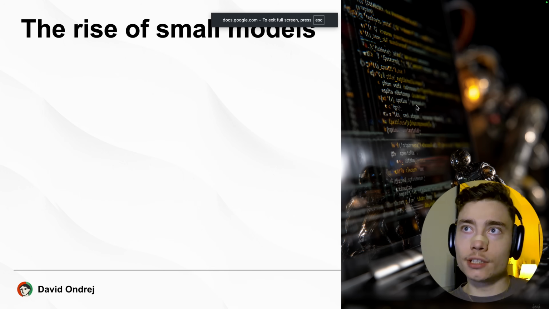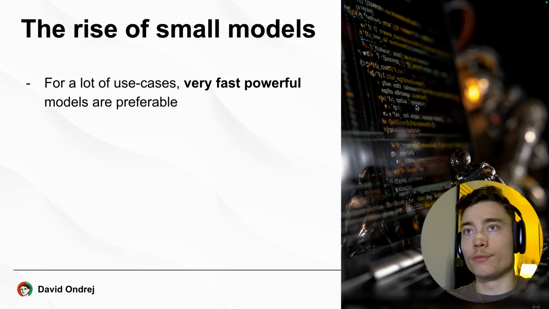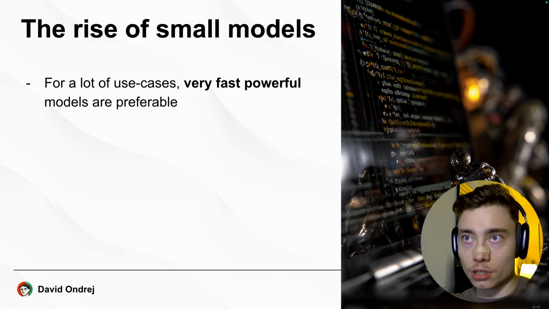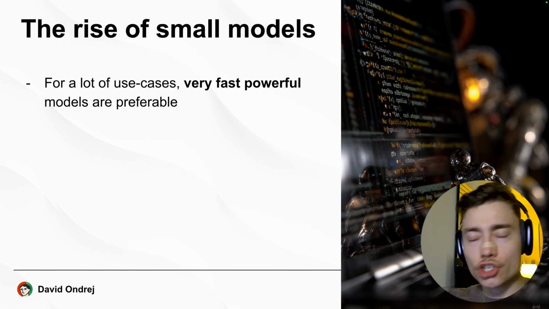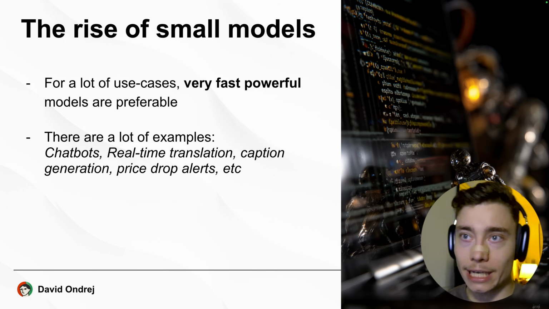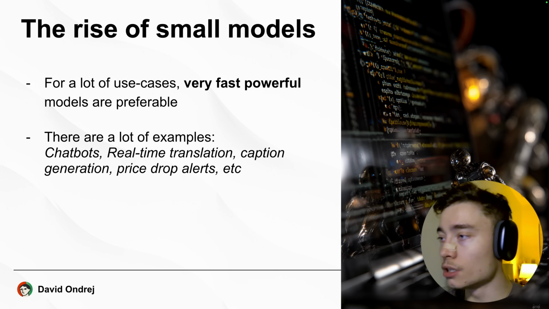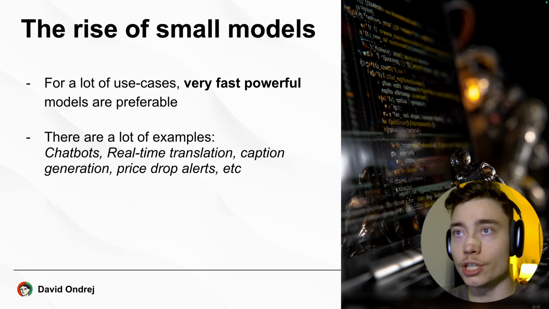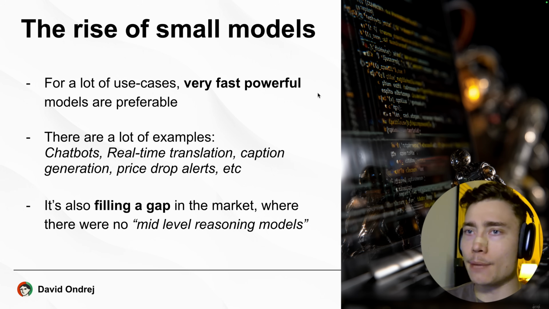Now, I think we're seeing the rise of small models with Haiku 4.5, because for a lot of use cases, a very fast, powerful model is actually preferable to a huge juggernaut that takes like 5-10 minutes to respond. And there are a lot of examples: chatbots, real-time translation, caption generation, price drop alerts. In a lot of situations, you need a fast model. And also, it's kind of filling a gap in the market.